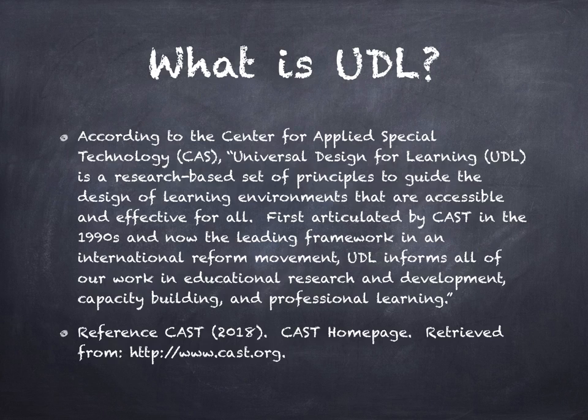So what is UDL? According to the Center for Applied Special Technology, or CAST, UDL is a research-based set of principles to guide the design of learning environments that are accessible and effective for all. UDL began in the 1990s and is based on the original model of universal design that focused specifically on physical accessibility, more specifically for those with mobility challenges. But UDL focuses more on the educational environment and how to make every learning opportunity in your classroom accessible to your students, regardless of the differences they may have from each other.